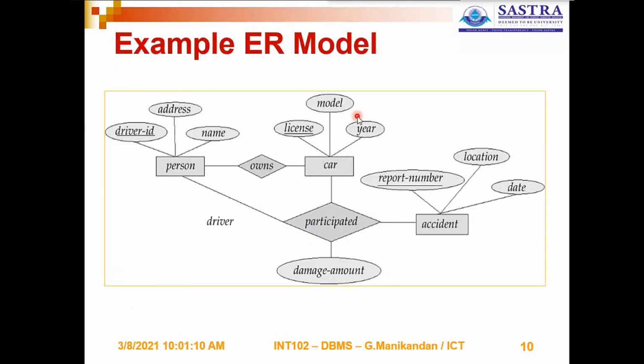So this is an example of a simple entity relationship model. The problem statement related to this diagram is, suppose you are having an insurance company providing insurance for cars. What is the requirement of the company? The company needs to create a database for storing the information related to various accidents. So that is the objective. Now for this particular problem statement, this is the ER diagram.